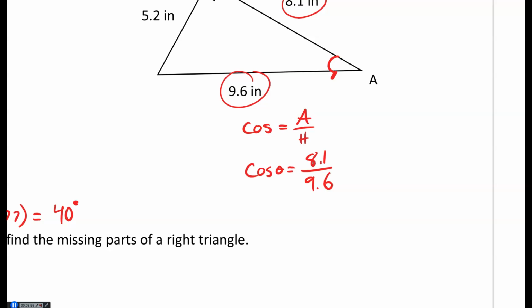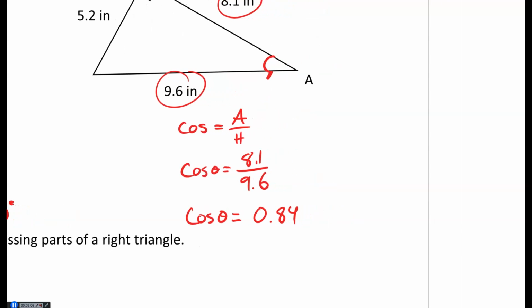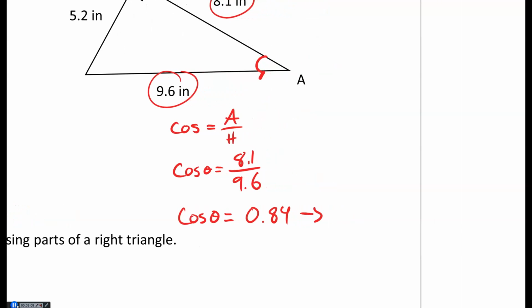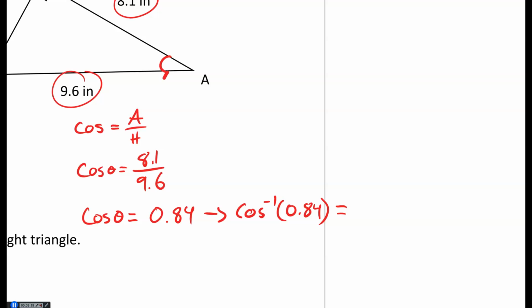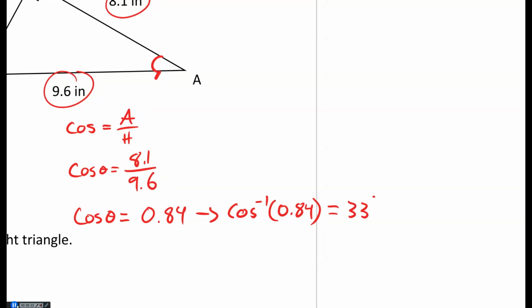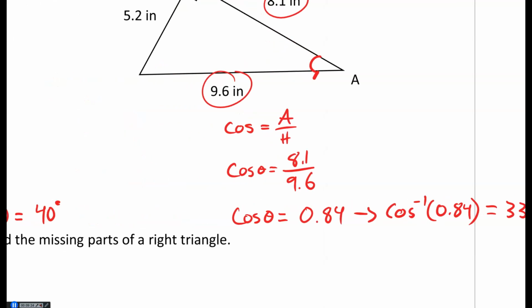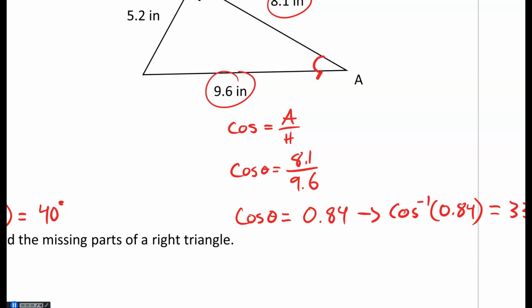Now we'd take 8.1 and divide it by 9.6, and we're going to get cos theta equaling 0.84. If we were asked to turn this into the angle, we'd do the inverse. So we'd do second function cos to get our cos to the power of -1, and then multiplying it by 0.84, and it would give us an angle of 33 degrees. So that angle for A would be 33 degrees.